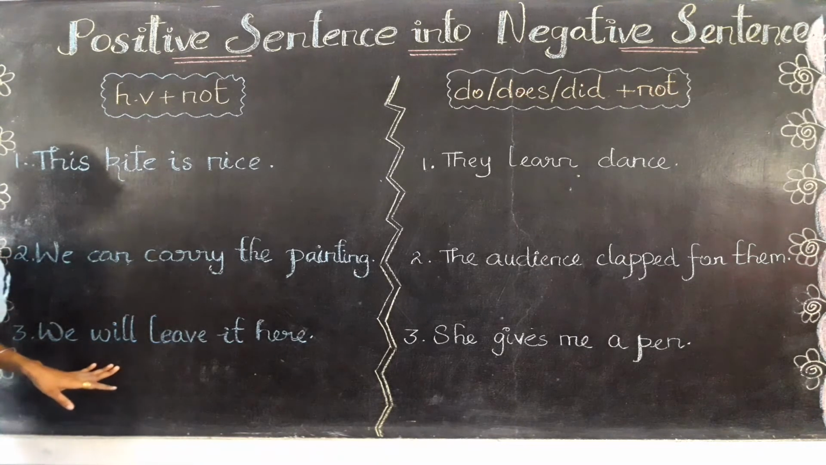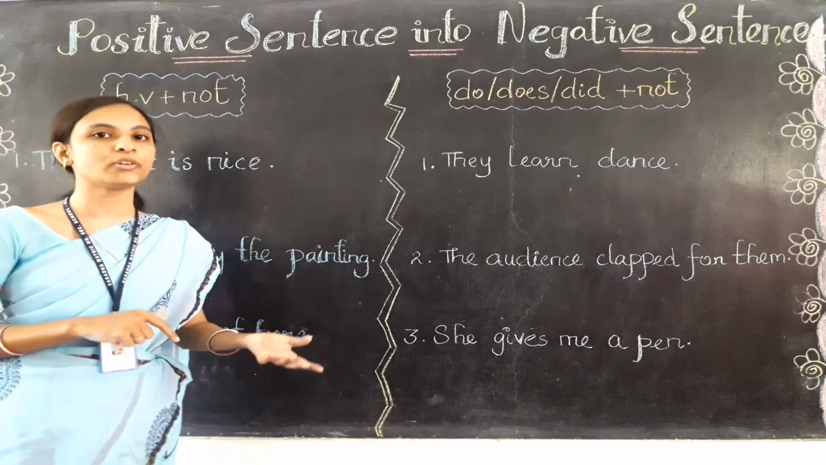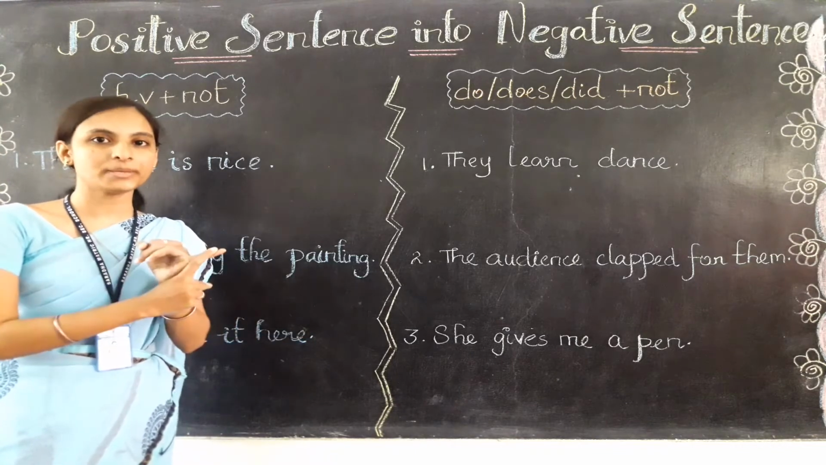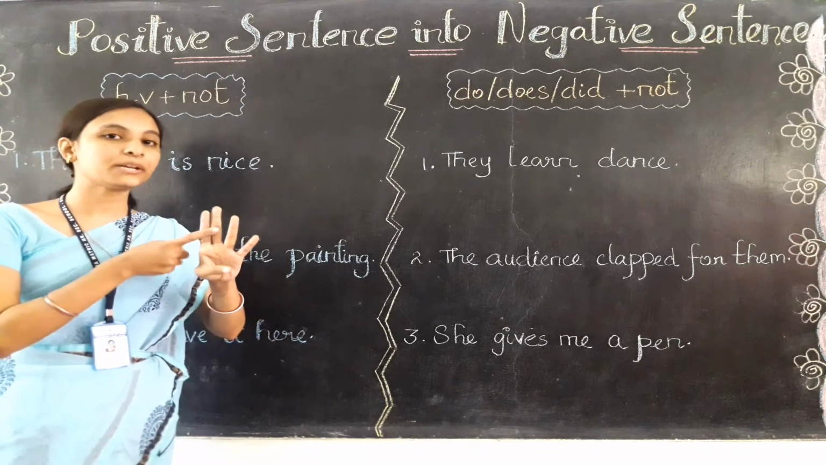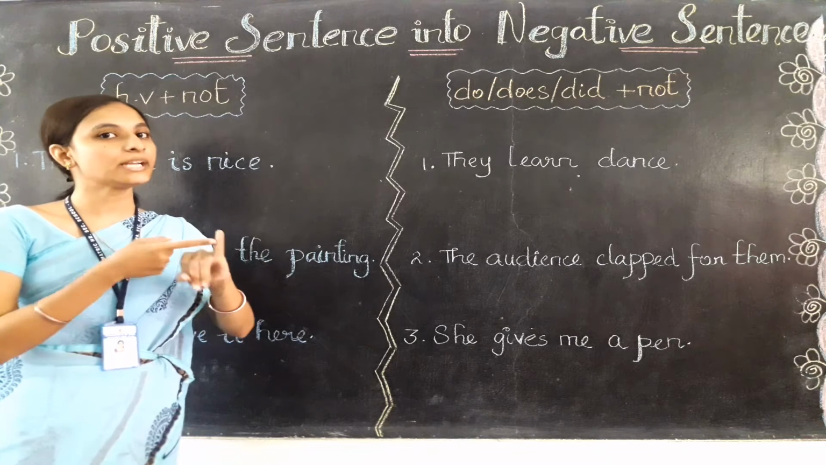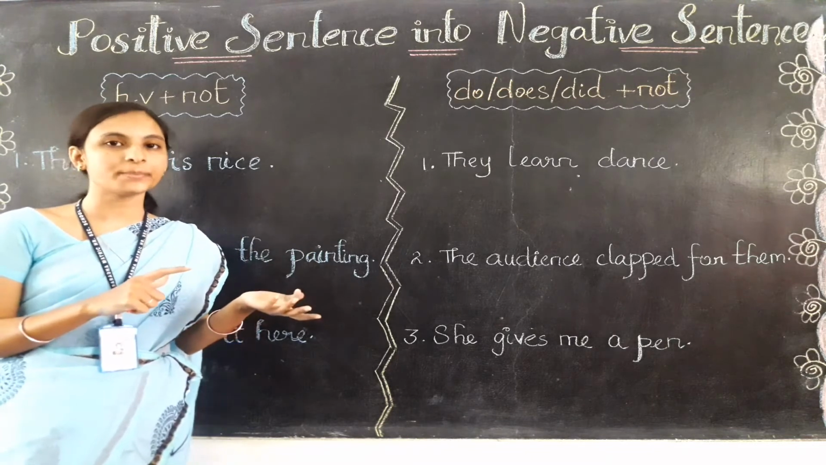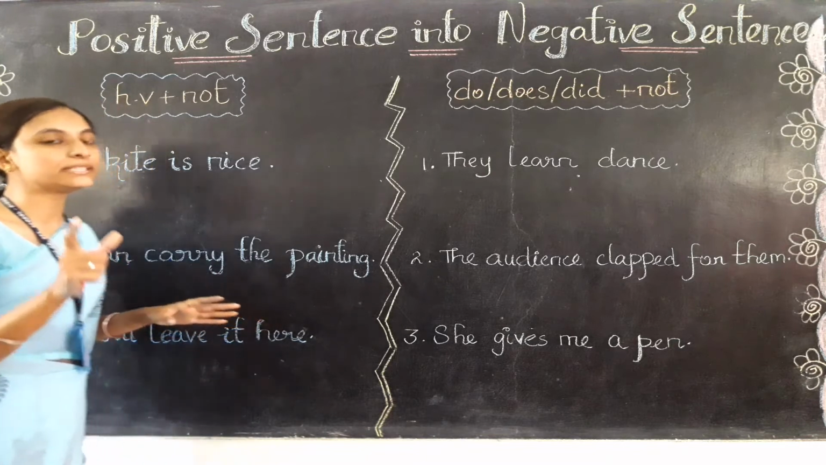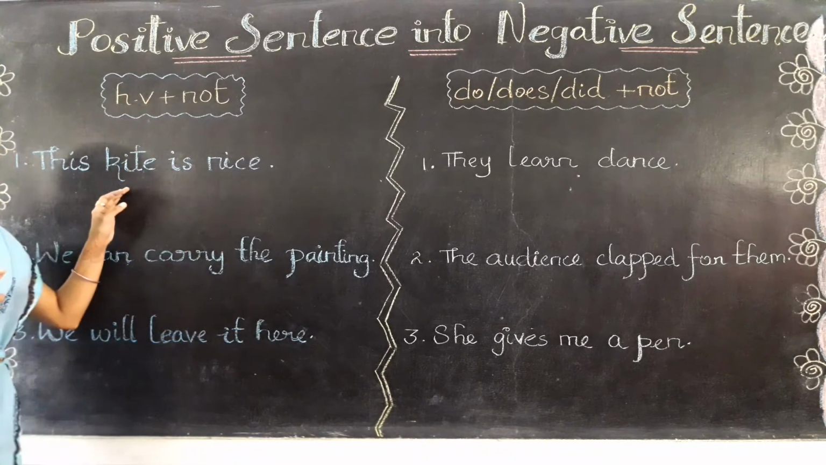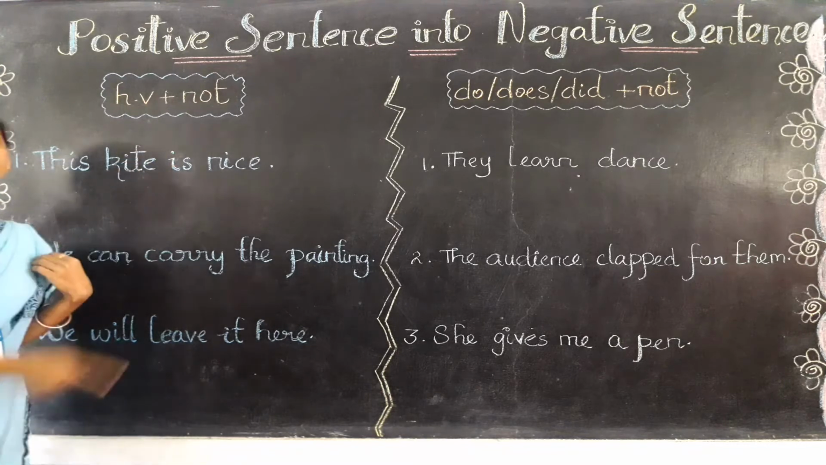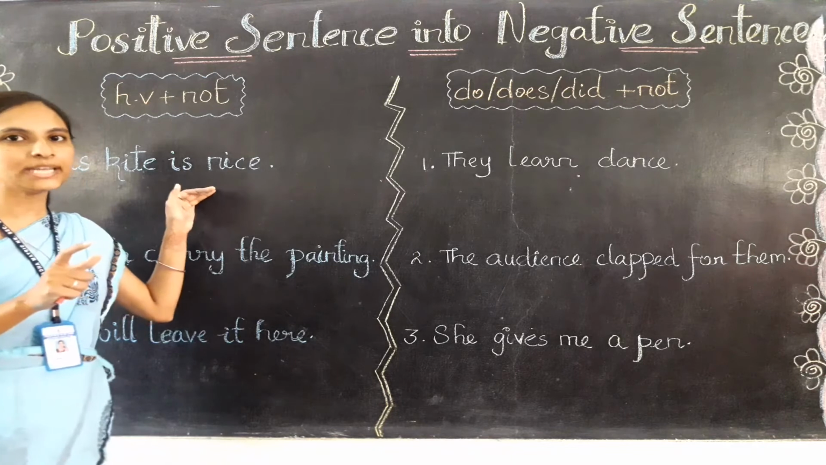Before that, can you tell me what the helping verbs are? Which verbs belong to the helping verbs? Yes, they are be family verbs, do family verbs, have family verbs, can family and will and shall family. These are the helping verbs that we have already learned. So you need to check whether the sentence comes with a helping verb or not. If yes, we can directly apply this rule: just add not after the helping verb.